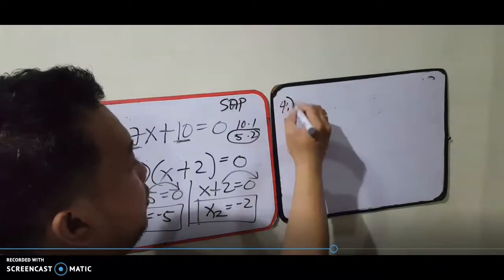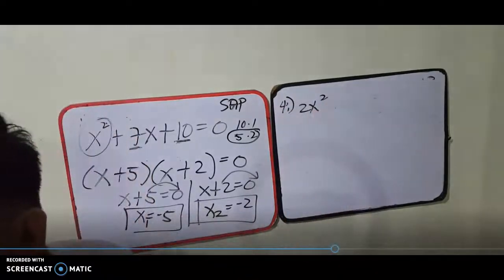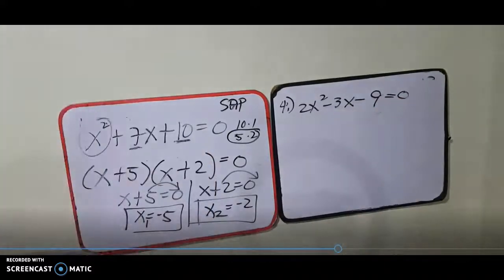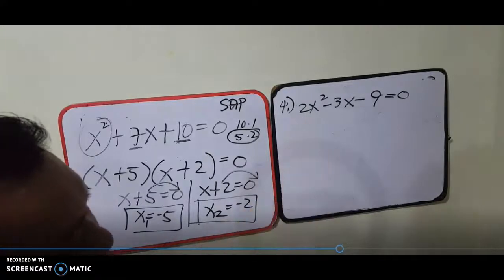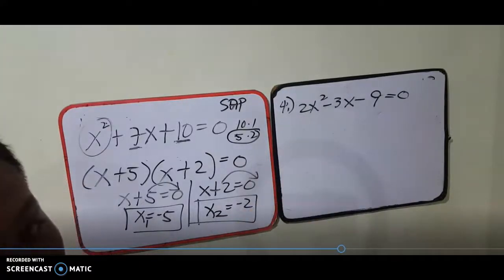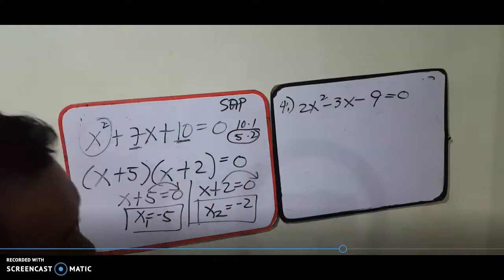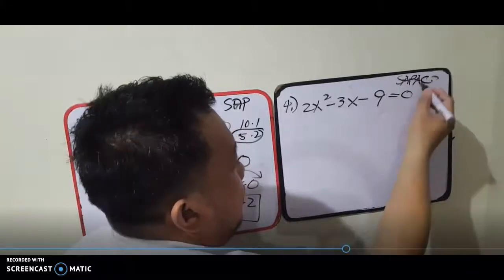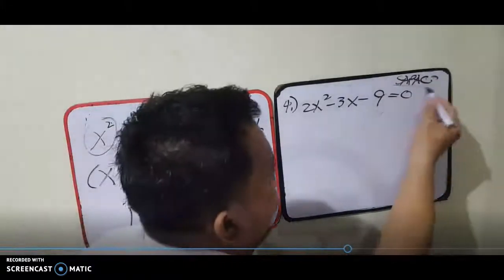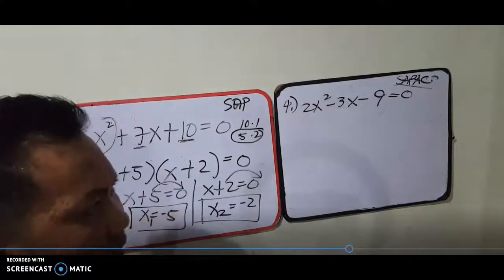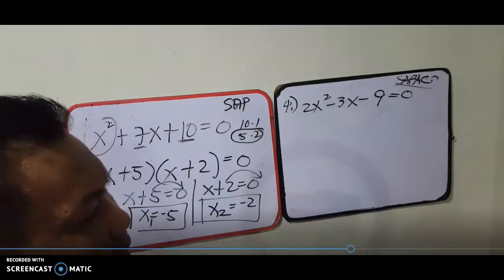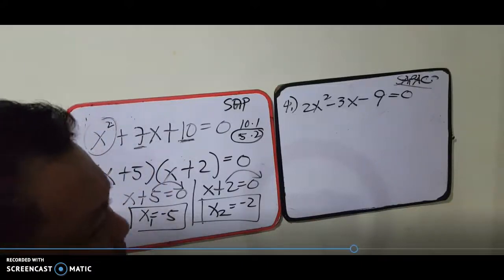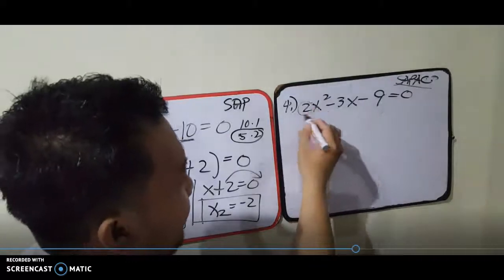So, number 4, 2x squared minus 3x minus 9 is equal to 0. How are we going to solve for this given quadratic equation? This time, in order for us to do that, we are going to make use of what we call the subtract method. That is what I call it, a combination of the sum and product method and the AC method. So we're going to make use of the AC.